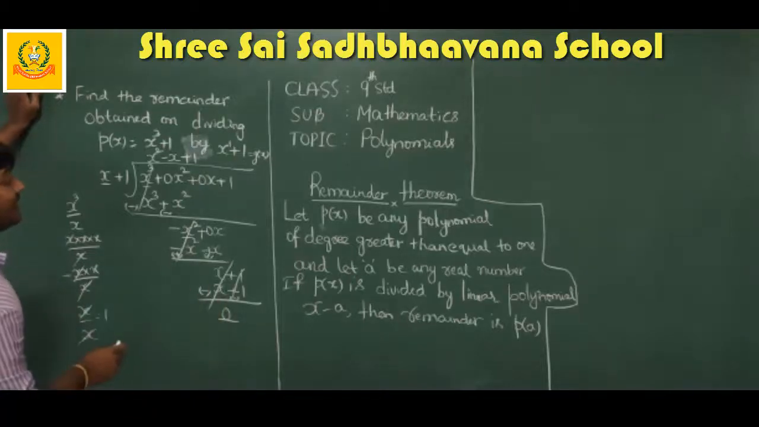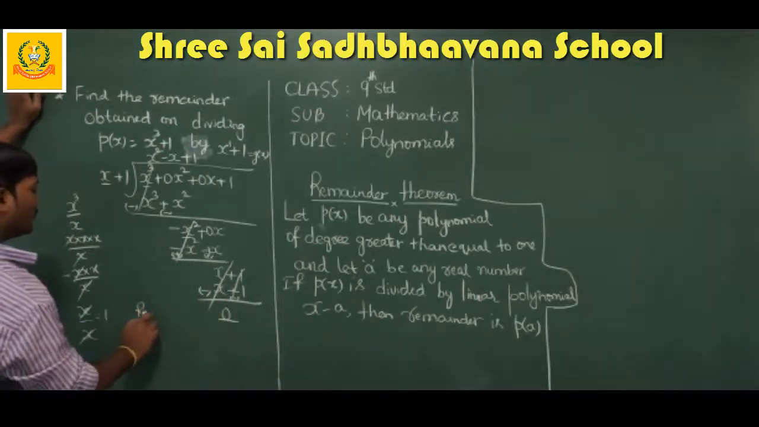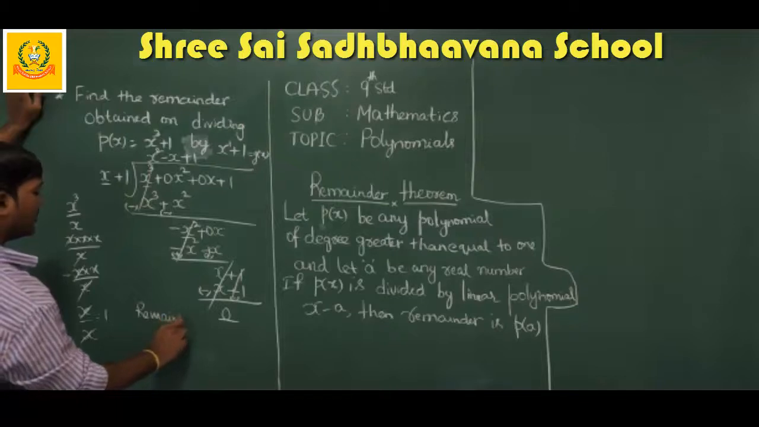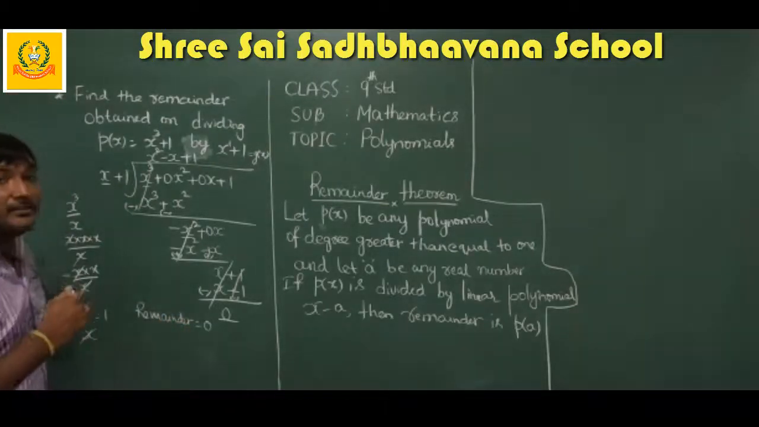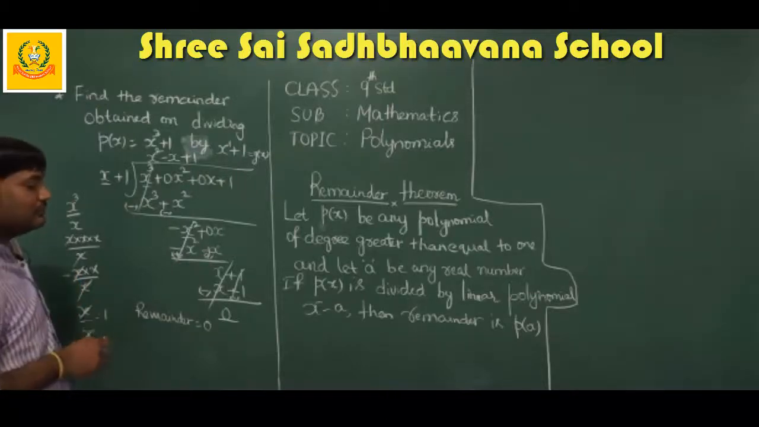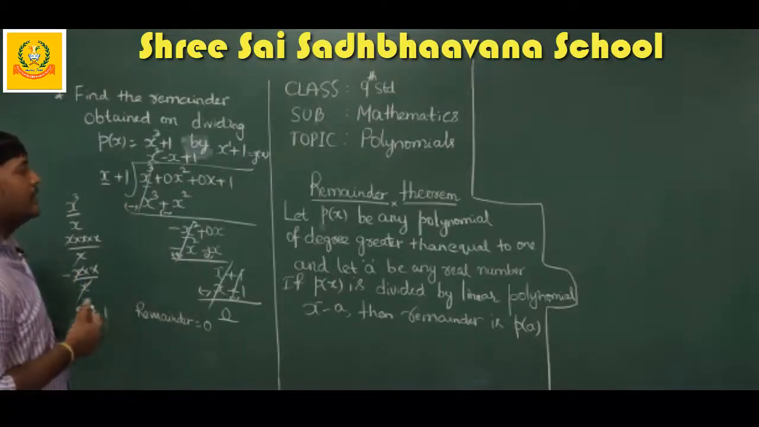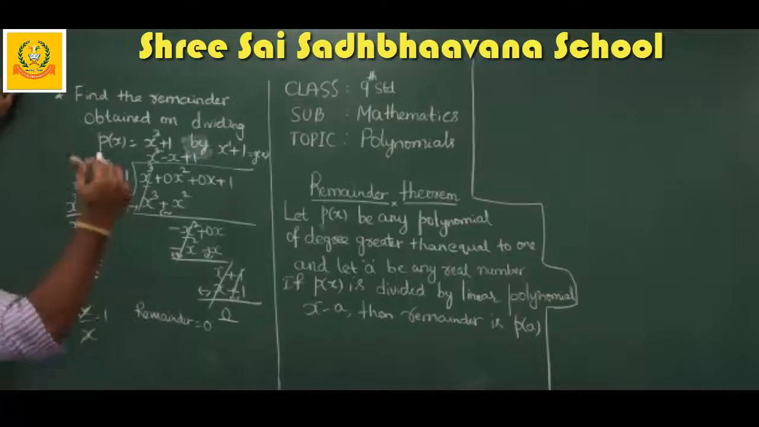What you got? Remainder as 0. Got it? You got remainder as 0. This is how you have to find the remainder by division method. Got it? Okay. I'll just explain once again here.